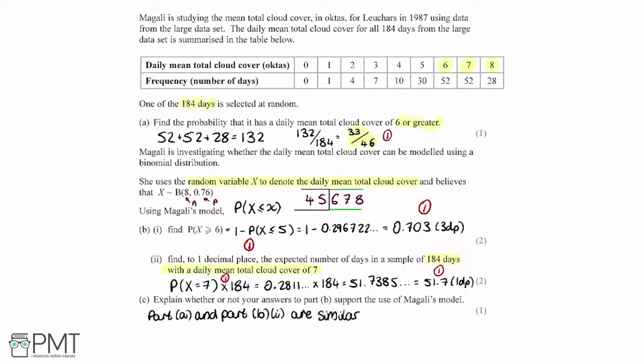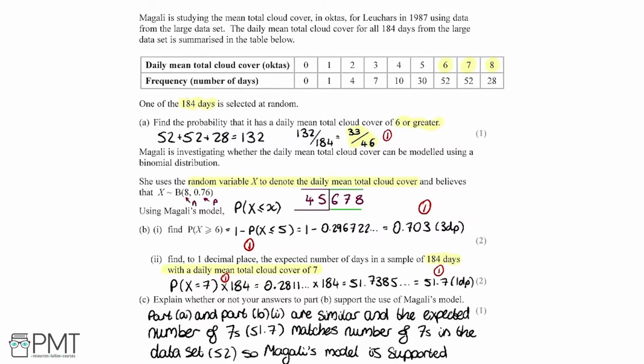So we see that part A and part B1 are similar. And also the expected number of 7s matches the number of 7s in the data set, so Magali's model is supported. And we get 1 mark for writing a statement along the lines of this.